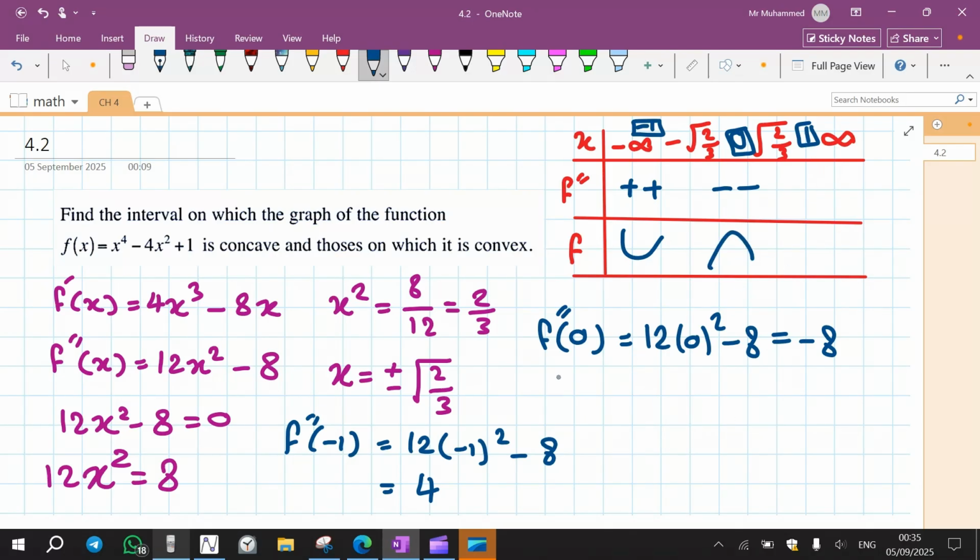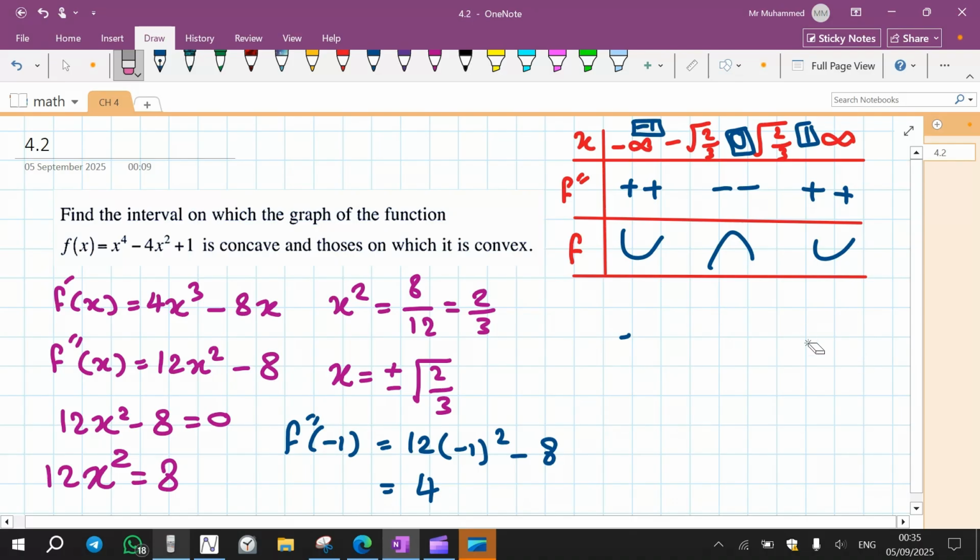And finally, if I put 1 in place of x, again it will be 12 times 1, 12 minus 8, which is positive, and positive is happy, that is concave. Now let's write the intervals, as the question asks for intervals only.